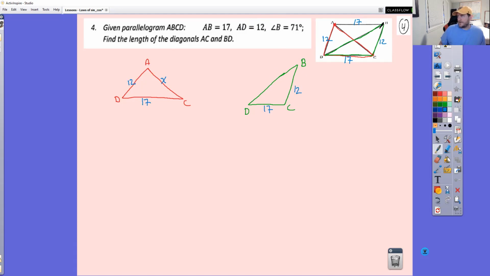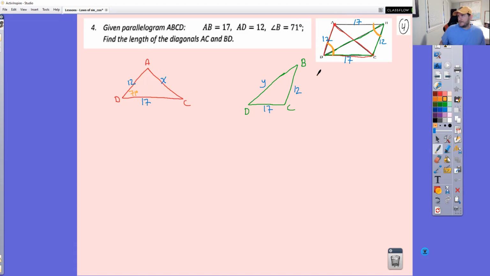And in the green triangle, we're trying to solve for that diagonal BD. We'll call that Y. Right now, I don't have enough information, but they also told us that angle B was 71. So angle B here, that whole thing is 71. But I know that in parallelograms, opposite angles are congruent. So if B is 71, then angle D over here is 71. So now we see that in the red triangle, we have all the information we need. We've got our side angle side, so we can solve for X.